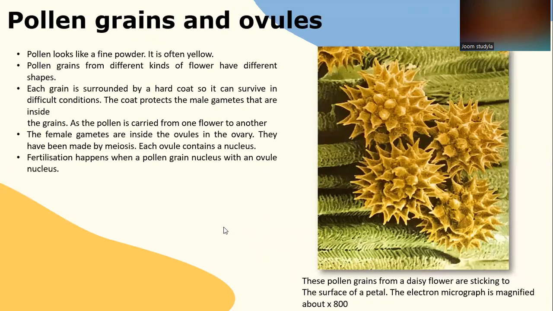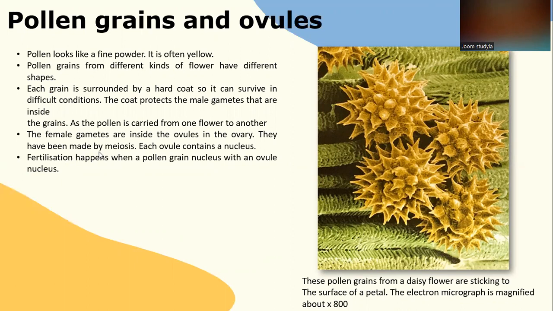Pollen grains and ovules. Pollen looks like a fine powder. It is often yellow. Pollen grains from different kinds of flower have different shapes. Each grain is surrounded by a hard coat so it can survive in difficult conditions. The coat protects the male gametes that are inside the grain as the pollen is carried from one flower to another. The female gametes are inside the ovule in the ovary.